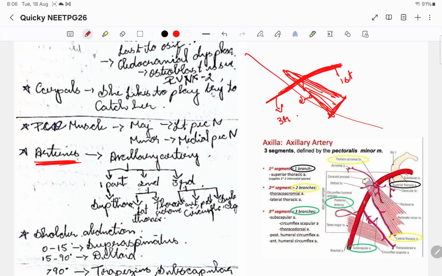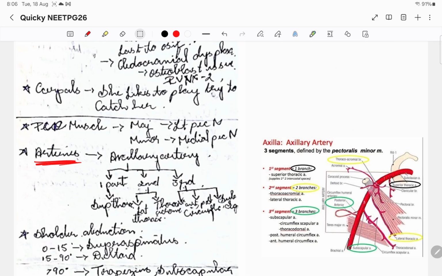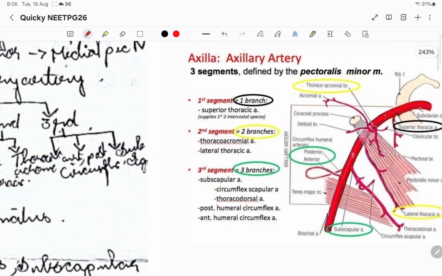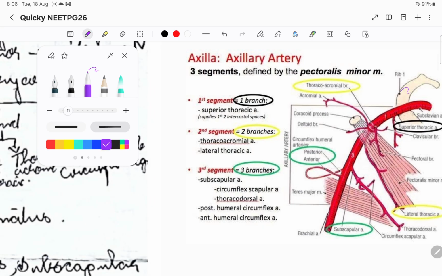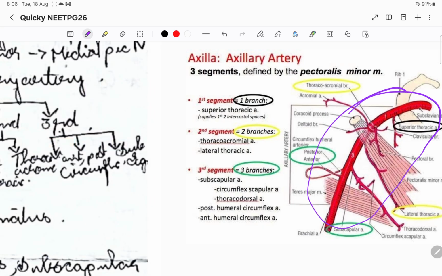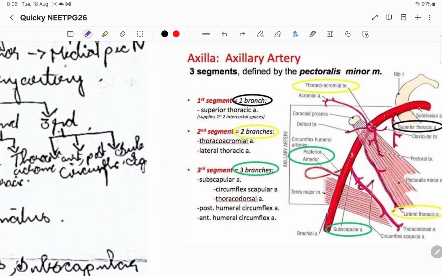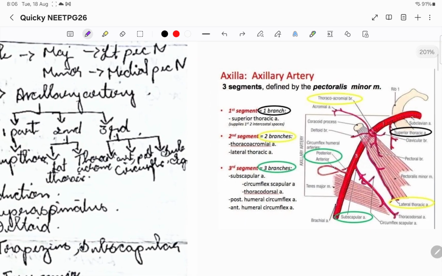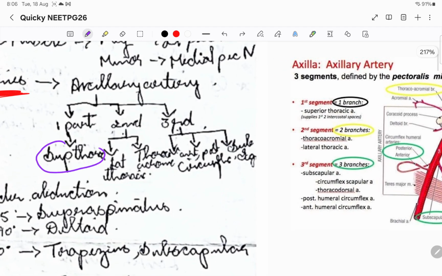Why is this? Because this artery gives many branches out. See, these are the many branches that the axillary artery will give rise to, and all these branches will be divided by the parts of the axillary artery. So the first part gives a branch called the superior thoracic artery.